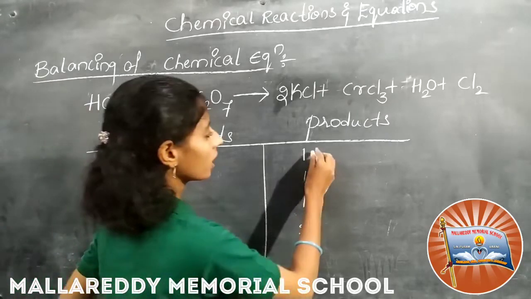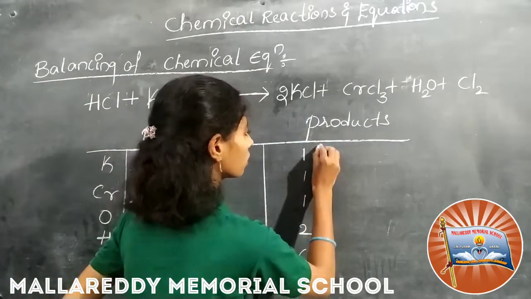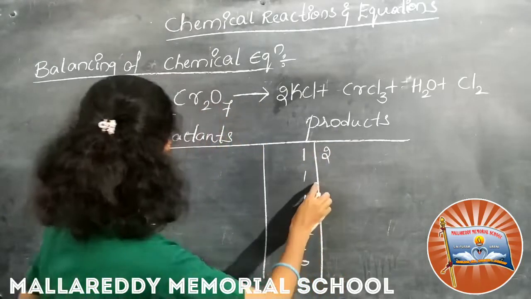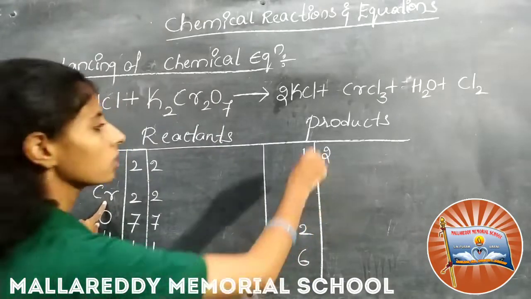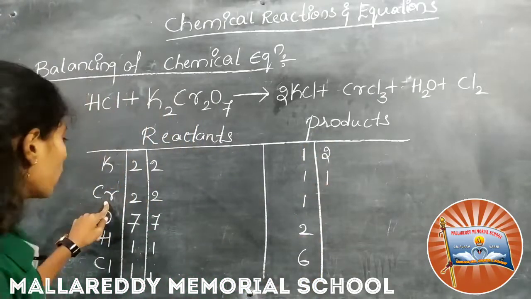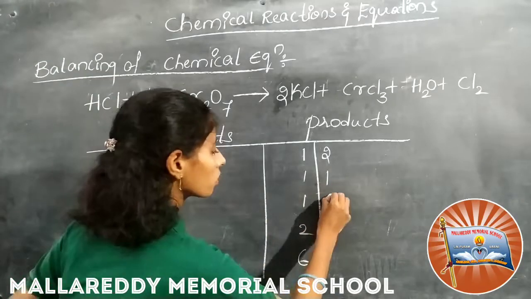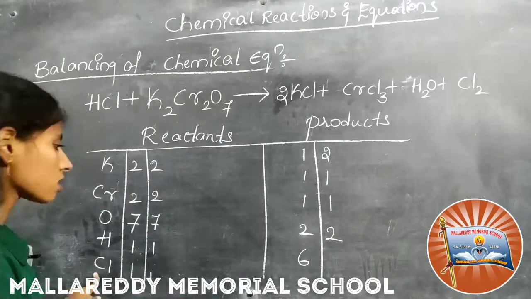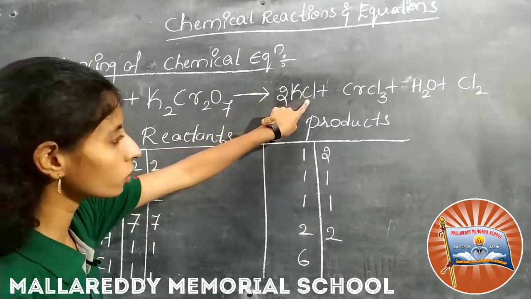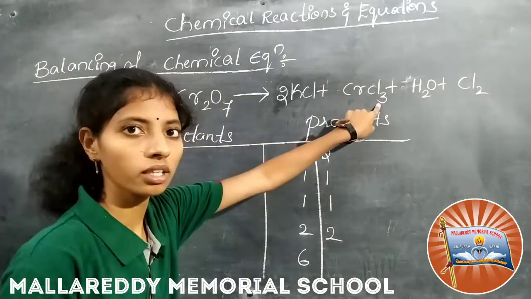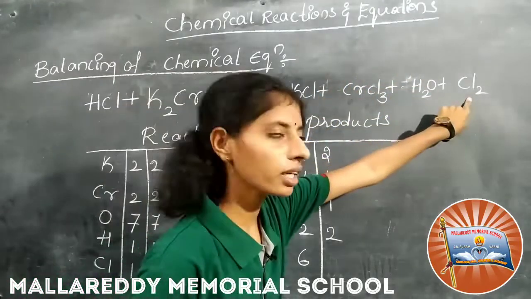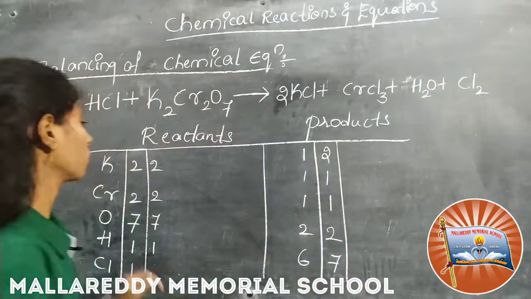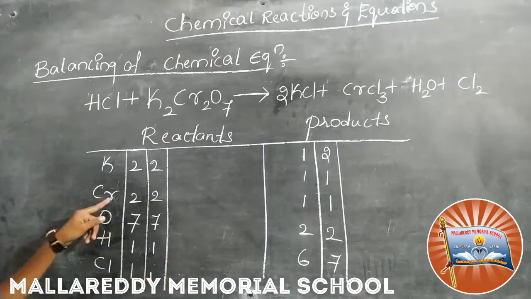Okay. Now here it is increased, so the number is 2 here. Now chromium, Cr, is not changed, it remains as 1 only. Oxygens are also not changed. Hydrogens also not changed. Chlorines are changed now. Here we have 2 and here we have 3, so total 5, and here 2, so total 7. Yes.